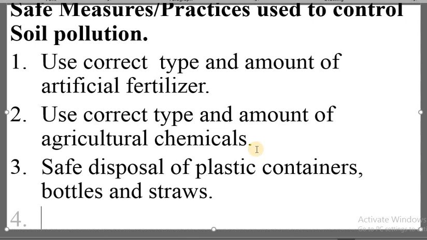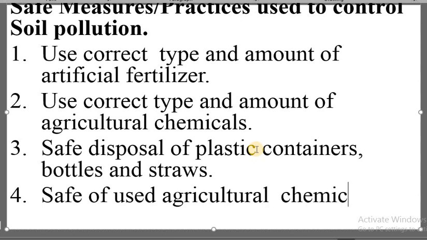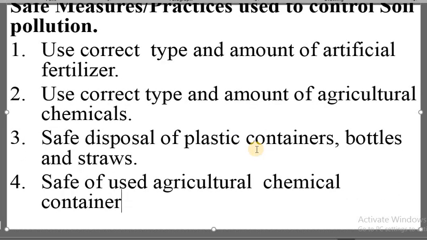Then the last control measure or safe practice to control soil pollution is safe disposal of used agricultural chemical containers. So even some containers that have chemicals should be safely disposed.